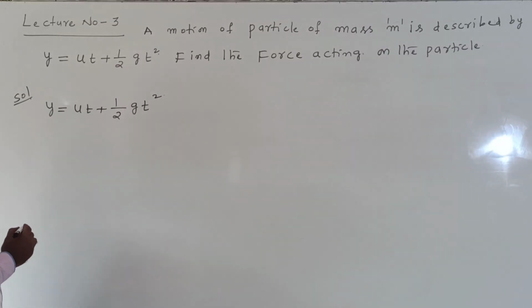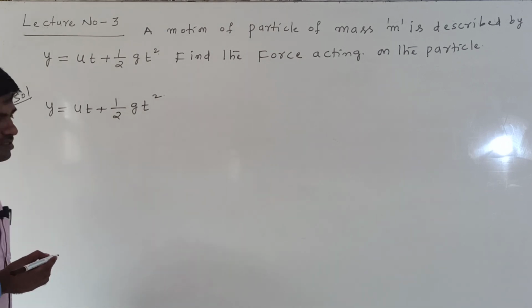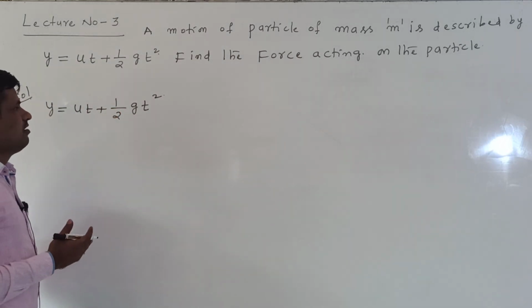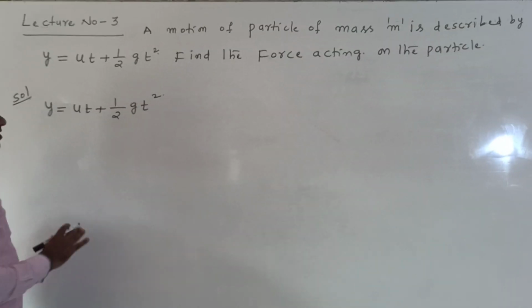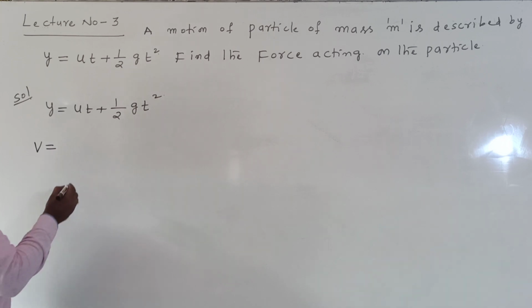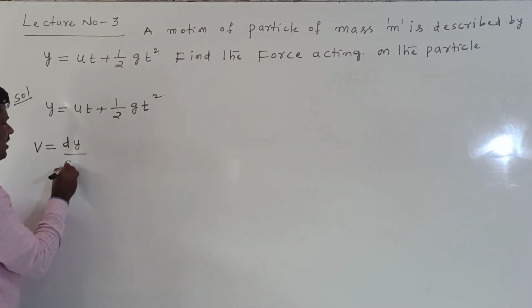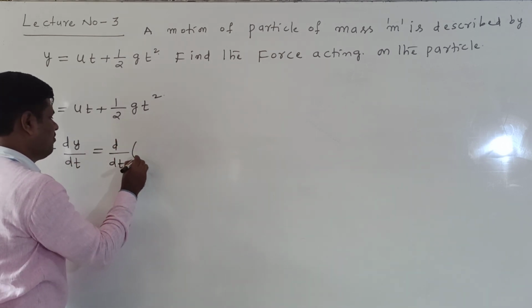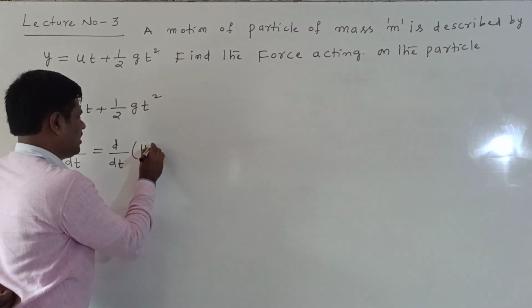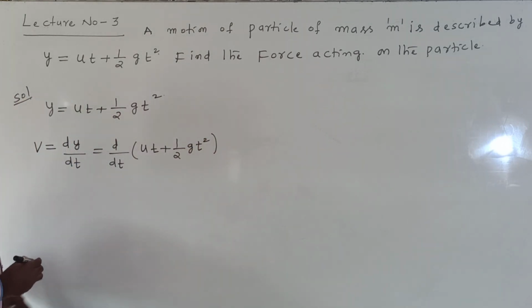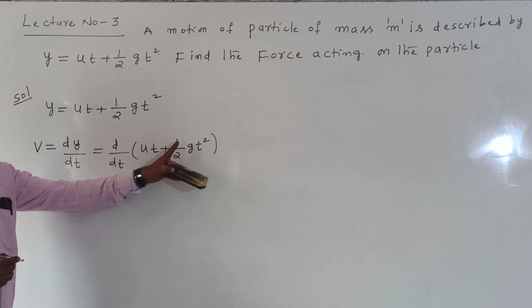In order to find the force, we first find the acceleration, and knowing the acceleration, we can find the force. Here first we find the velocity, and from the velocity we find the acceleration. The displacement is given, so we find the velocity. Velocity means the rate of change of displacement with respect to time, so v is equal to dy by dt, which is d by dt of y, where y is ut plus half gt square.